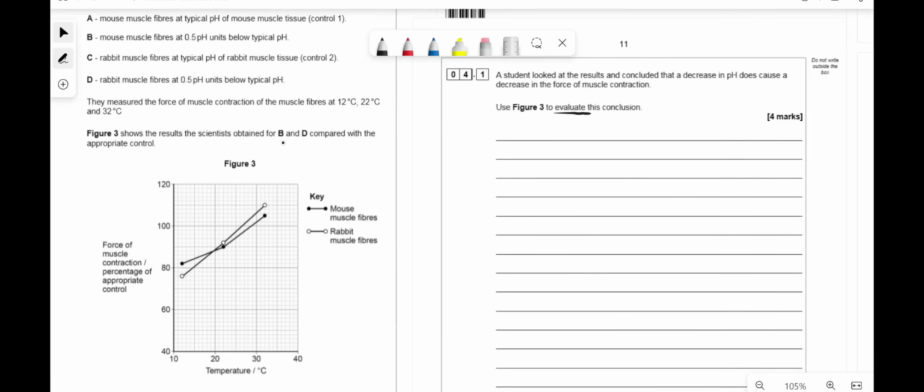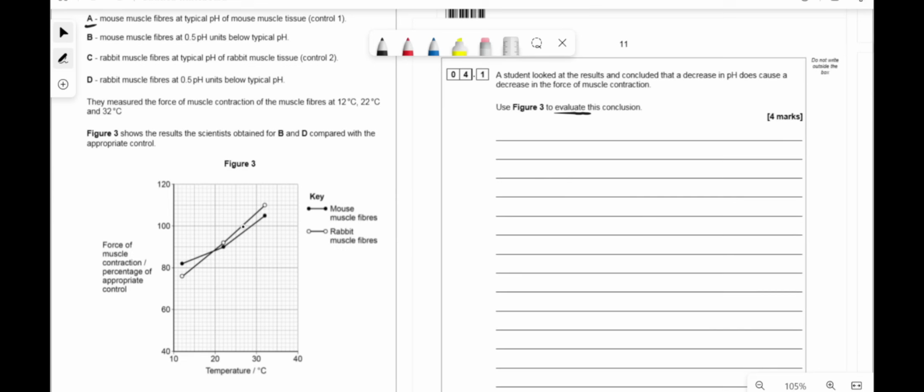So this shows the results for B and D, so the test ones, compared to the appropriate control. What we're looking for is that they're saying a decrease in pH causes a decrease in the muscle fiber contraction. Because these are a percentage of the original controls, it should be less than 100%. So we're looking at everything that's below here. Obviously, we can see that in both of them, the muscle contraction is less than 100% of the original controls at these temperatures. So it suggests that a decrease in pH decreases the force of contraction. However, as the temperature climbs up, it starts to increase back to 100 and even exceed it. So we need to discuss that as well.